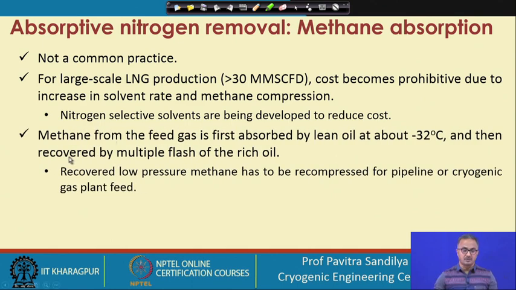In this process, the methane gas is first absorbed by some oil at a very low temperature and then recovered by multiple flashes of the rich oil, and the recovered low pressure methane has to be recompressed for pipeline or cryogenic gas plant feed. That is why researchers are working on selectively removing nitrogen rather than methane, so that we can also avoid these subsequent flash operations of the methane rich oil.